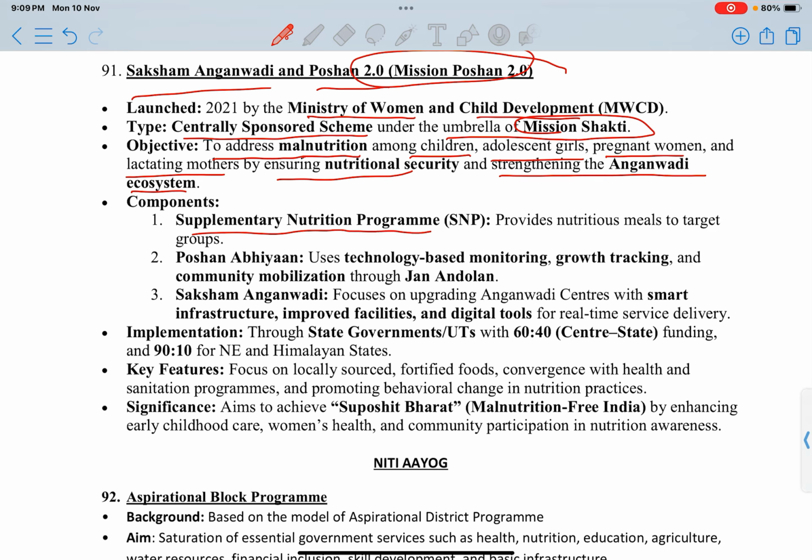Supplementary Nutrition Programme, Poshan Abhiyan, then Saksham Anganwadi, etc. Implementation is done by the state and the central government. The funding ratio is 90-10 for Tripura, and for the other states it is 60-40.